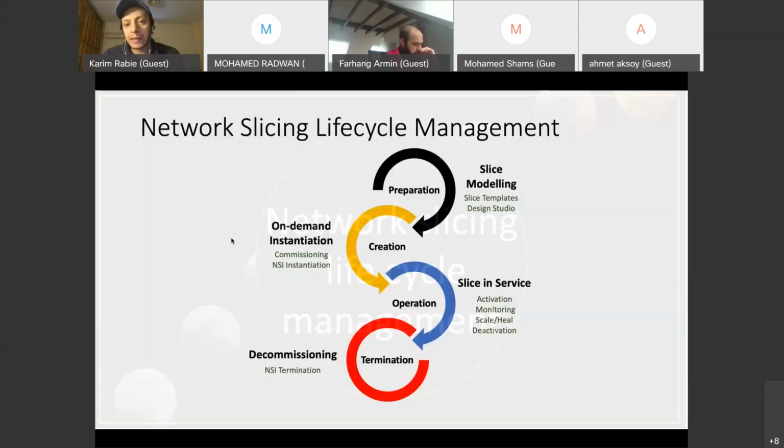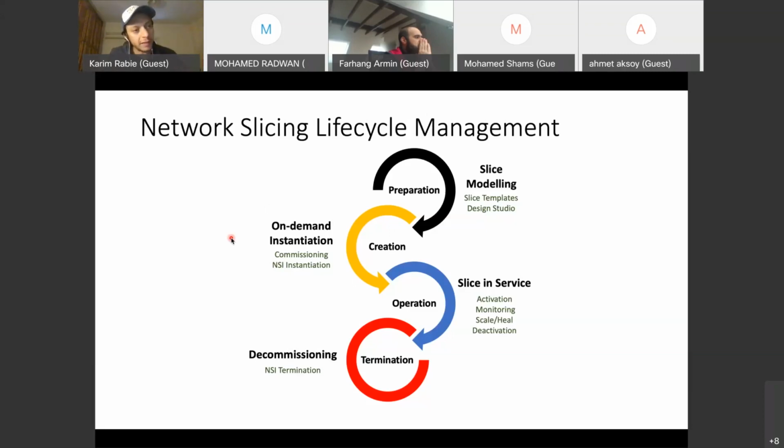From a network slice lifecycle management perspective, we first have to understand what lifecycle management is. It starts from the time the slice is not even instantiated, it is modeled and defined in a catalog, continues through the time it is instantiated and in service, and ends with the aging, decommissioning or termination of the network slice. So that's the full lifecycle management.